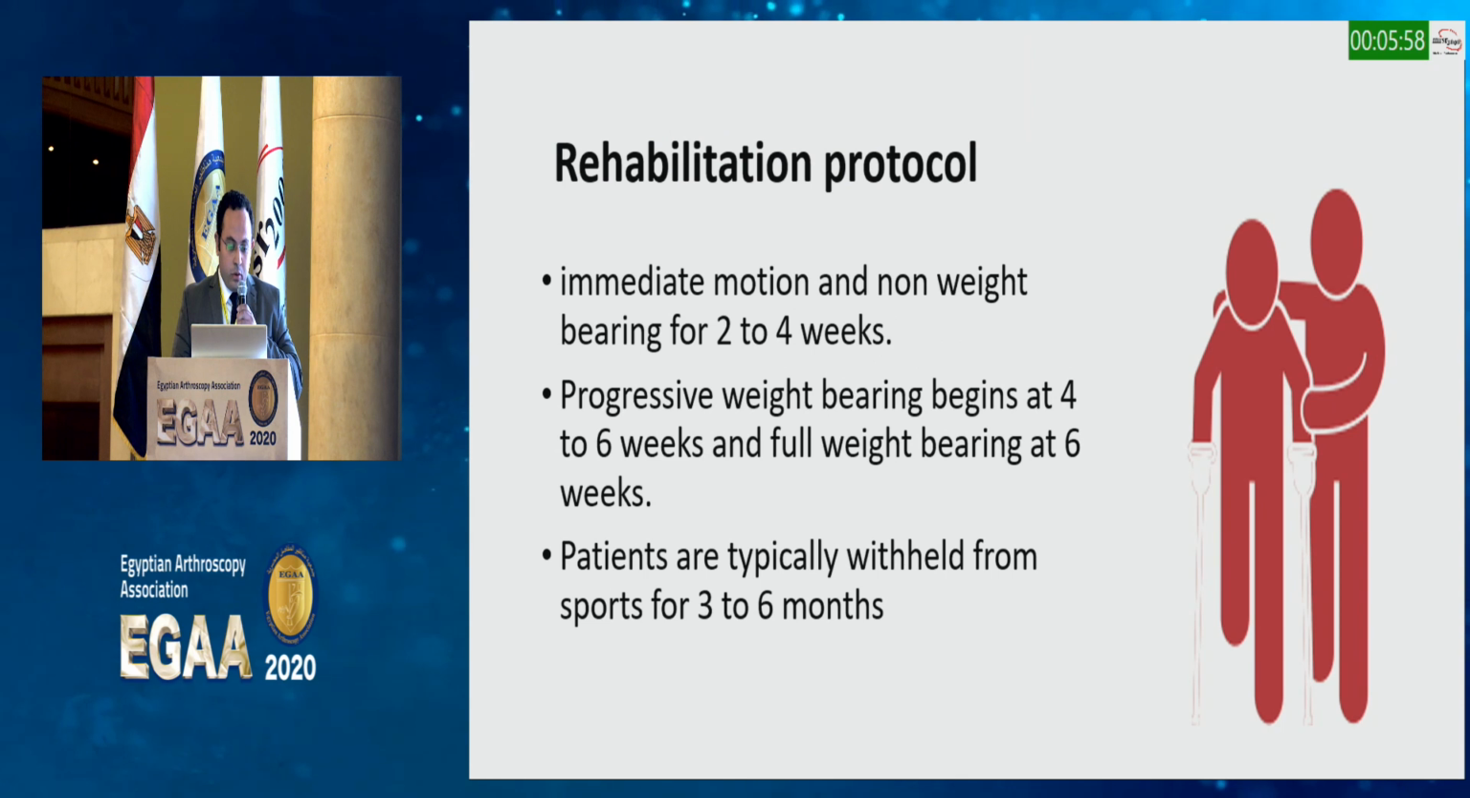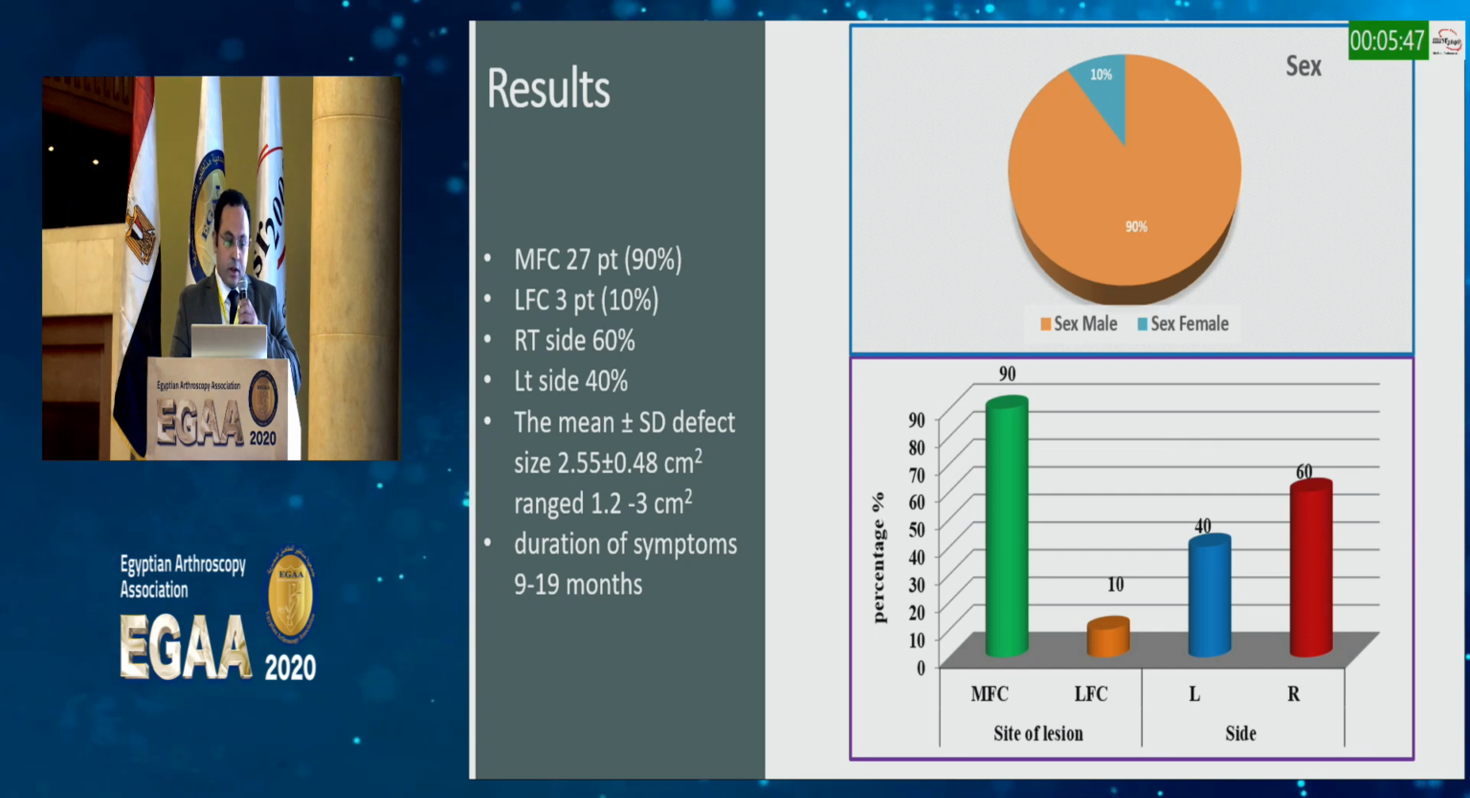Our rehabilitation protocol starts with immediate motion and then non-weight bearing for 2 to 4 weeks, then progressive weight bearing starting at 4 to 6 weeks, and the patients are typically withheld from sport activity for 3 to 6 months.